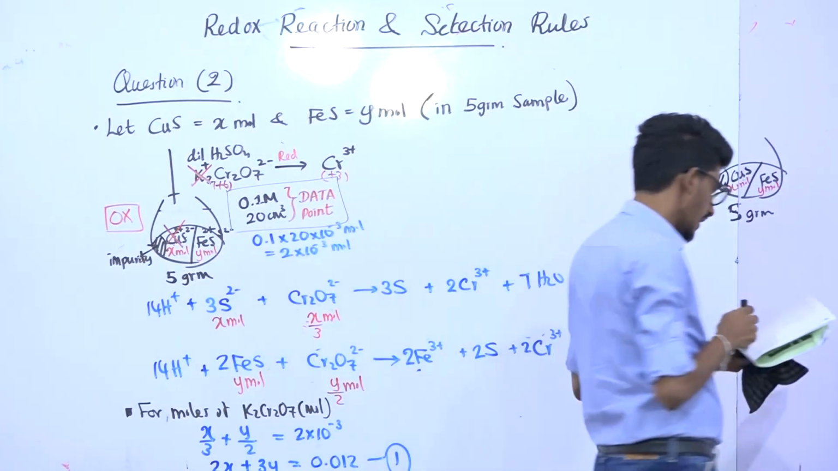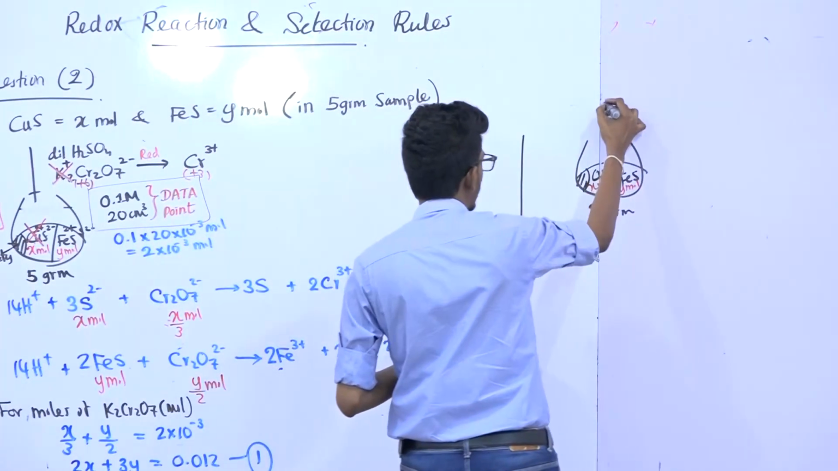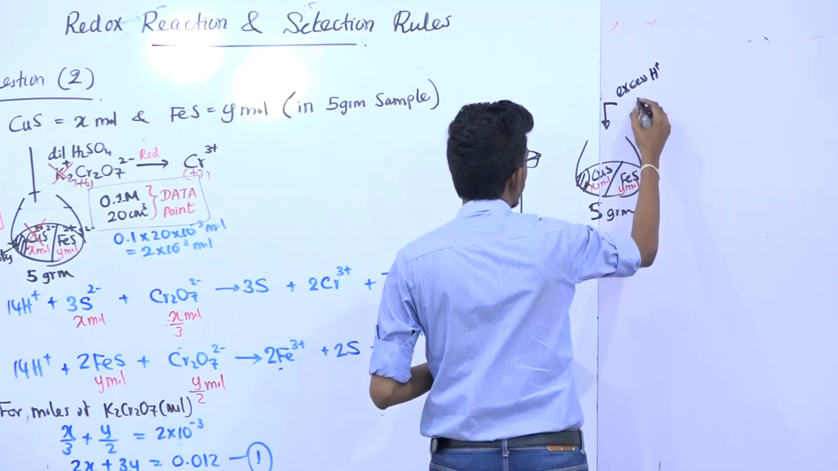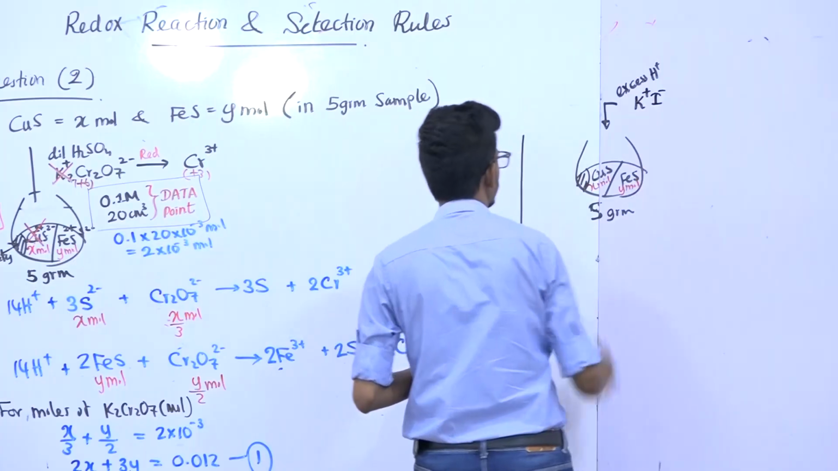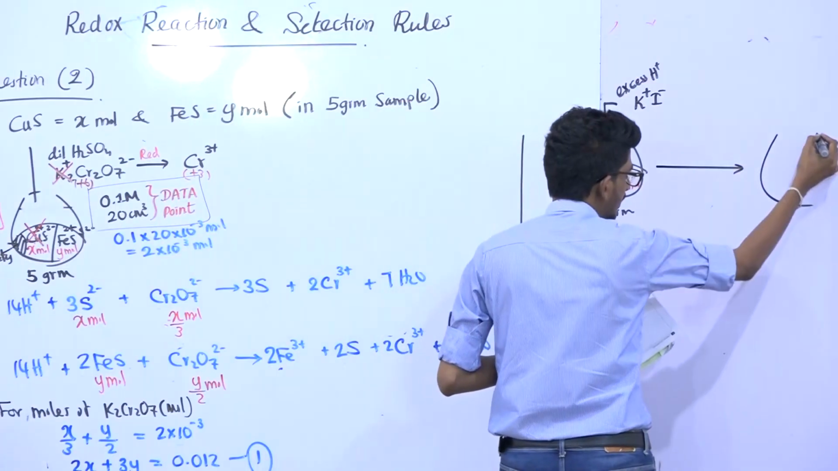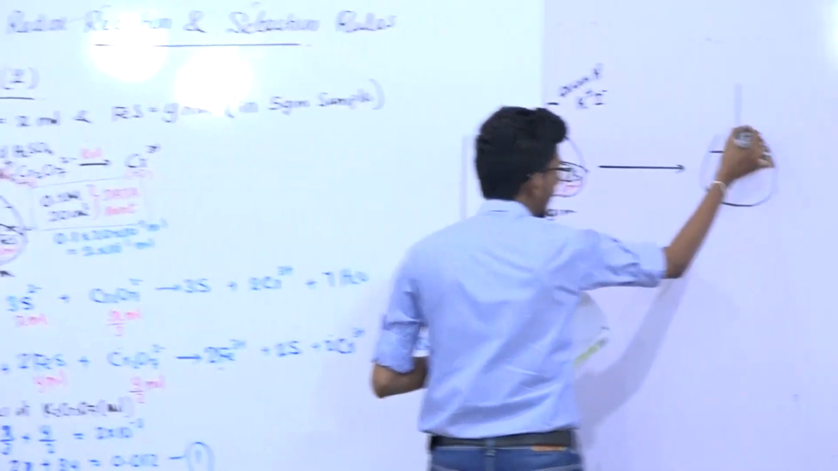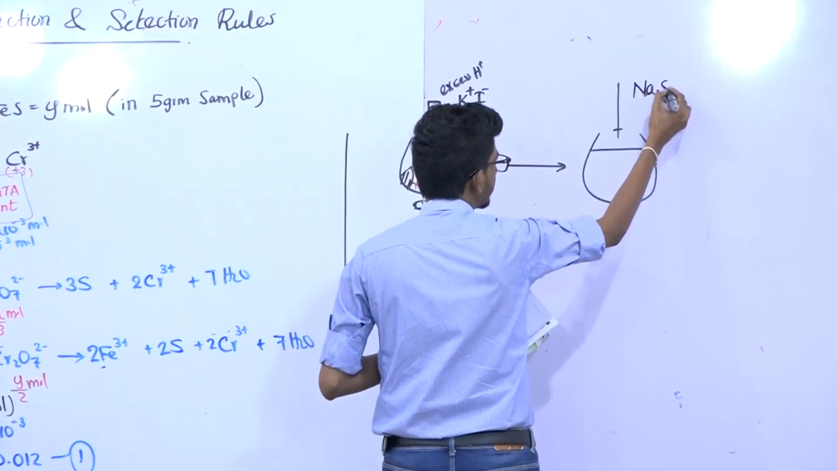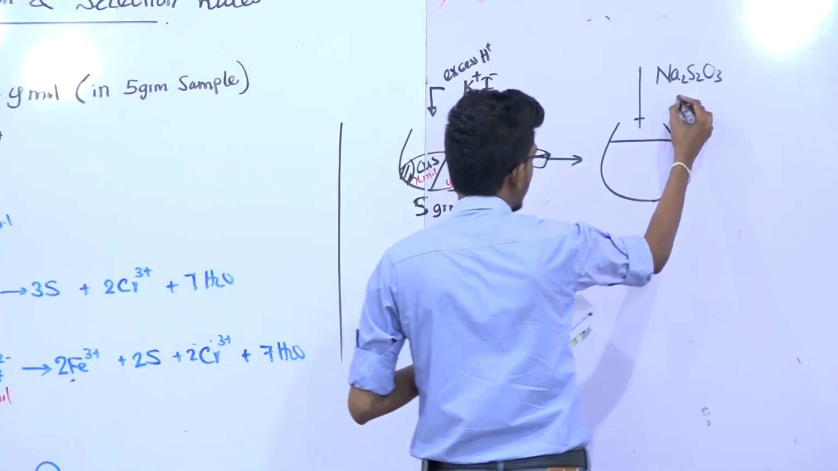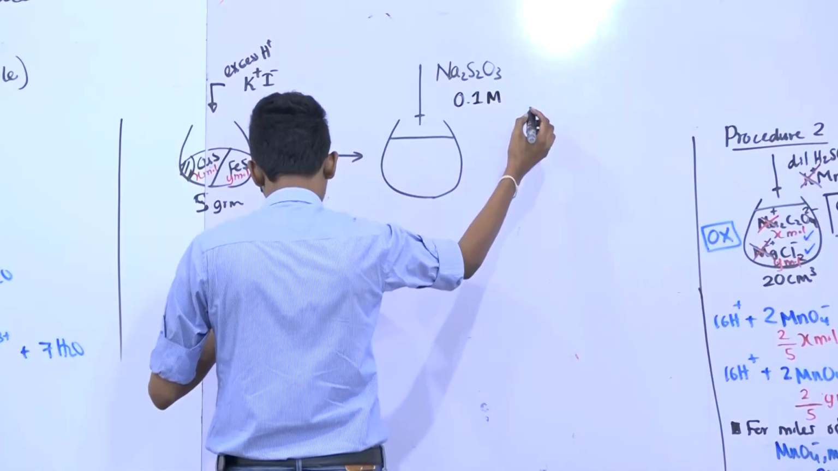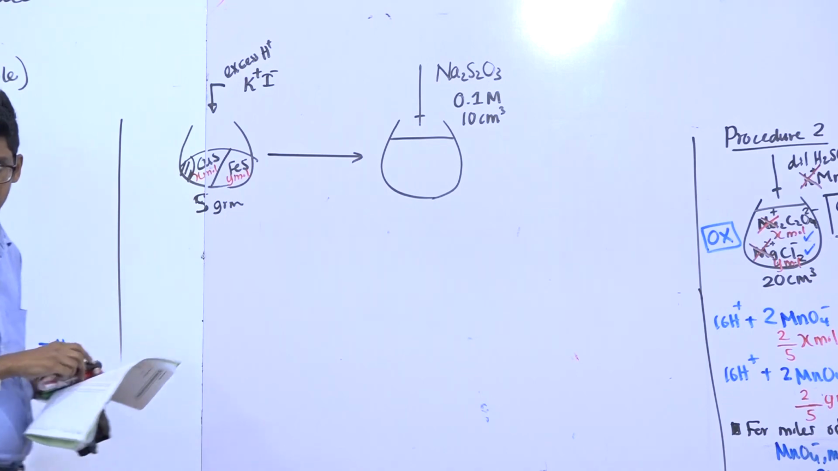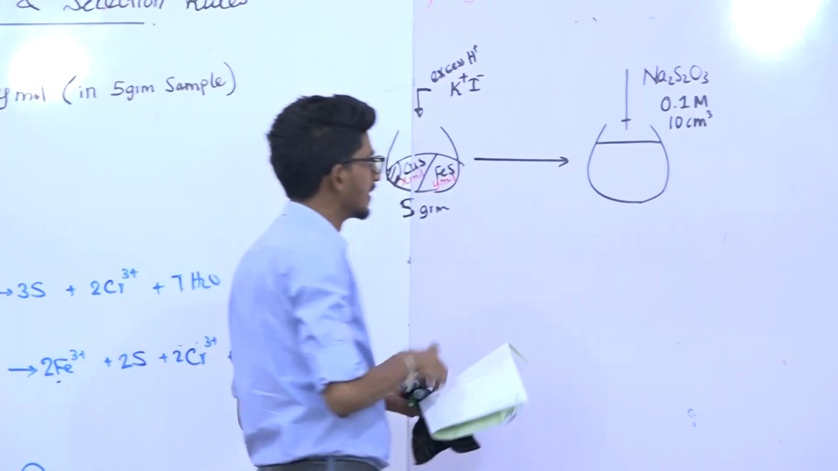Acidified KI was added and the resultant solution was titrated, right? So you had added some excess of acidified KI. Then the resultant solution was titrated with sodium thiosulfate. The numbers are given for sodium thiosulfate: 0.1 molar, 10 cubic centimeters, which is your second data point.